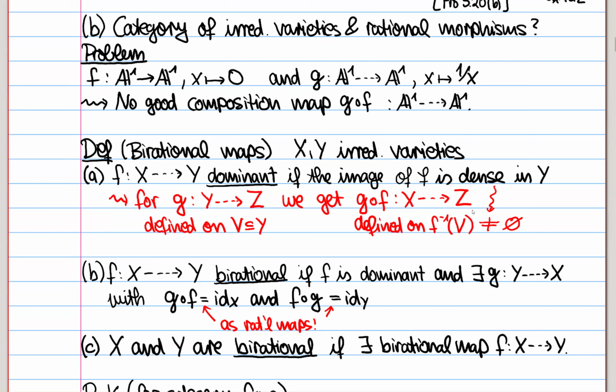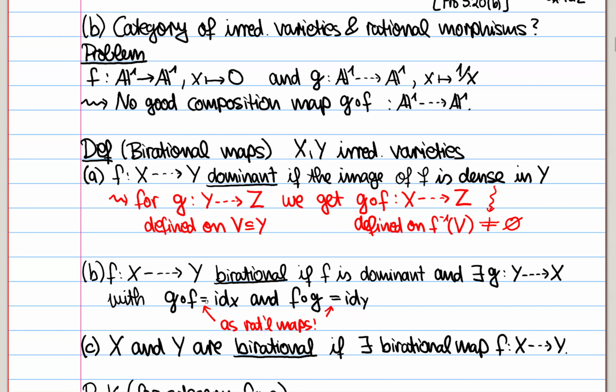And so we can define this composition. We're going to remark on this in a second, but this will allow us to define a nice category. So the upshot, what you should remember, is that when you have dominant rational maps, then you can compose them. And so we call a rational map from X to Y birational if it is dominant and there also exists a dominant map G in the other direction, such that the two compositions give you the identities.